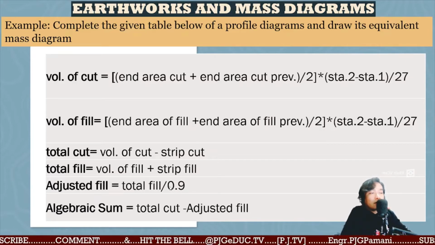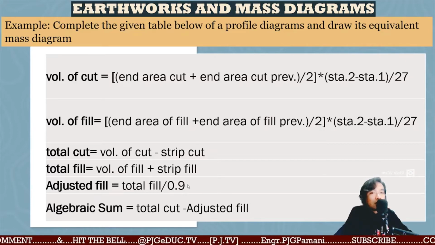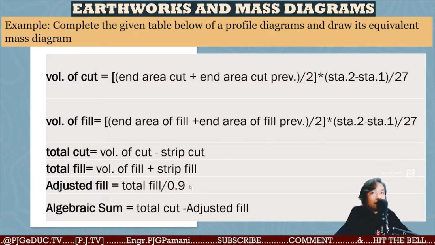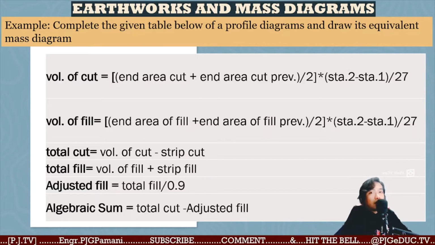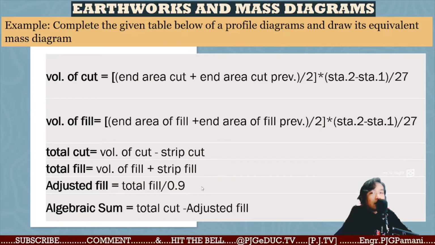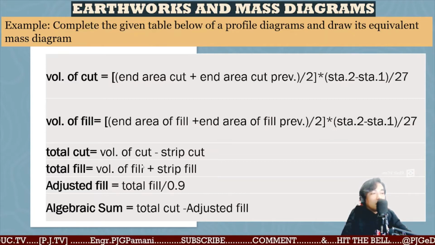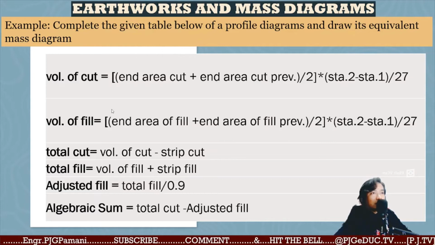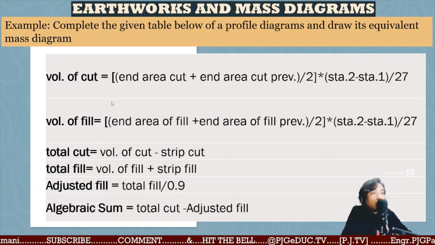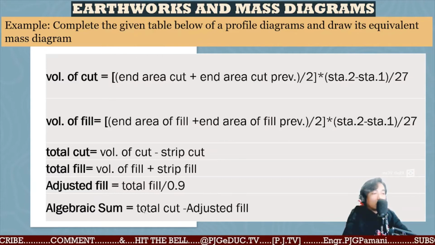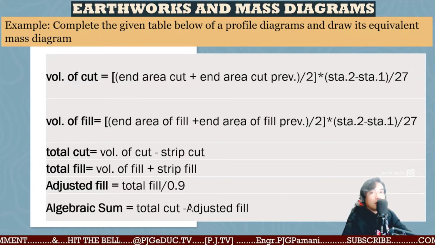Bakit all over 0.9? Kasi i-assume na natin na hindi eksakto yung more or less na mailalagay natin dun sa fill o makukuha natin sa fill para meron tayong excess, no? Lagi tayo dapat may excess. Then algebraic sum is basically the total cut minus adjusted fill. So sa adjusted fill, 90% yung more or less nagagamit, kumbaga, after the compaction. So, assume na natin na nandun na yun.